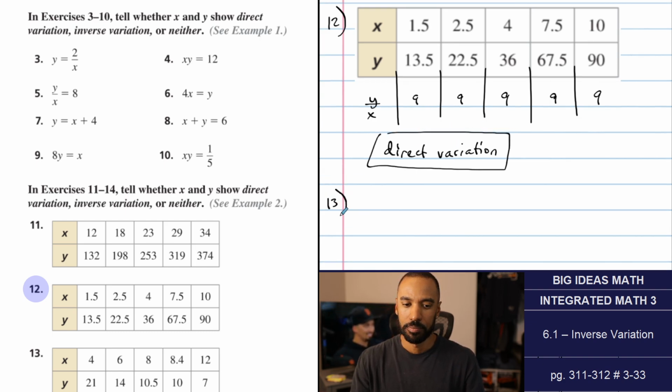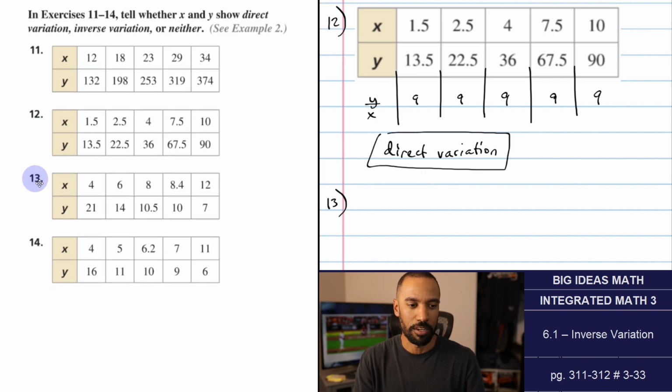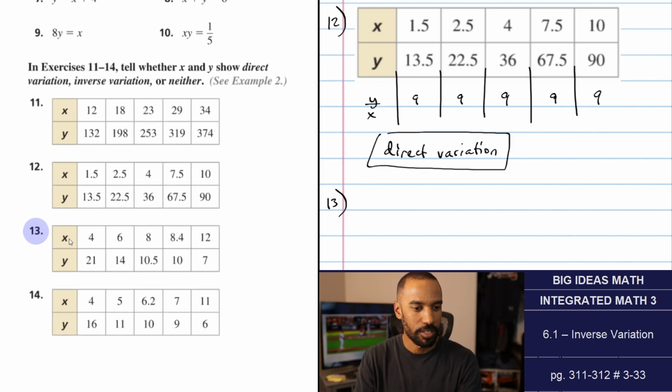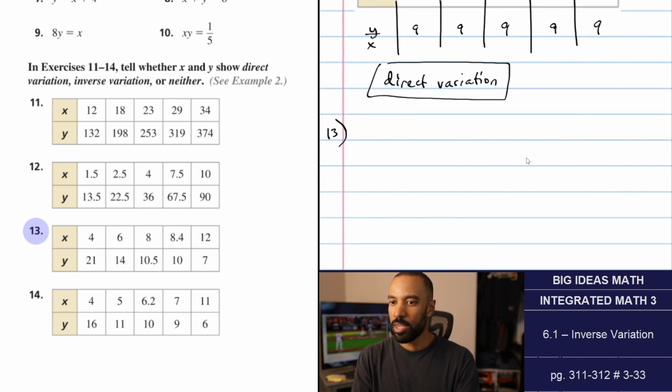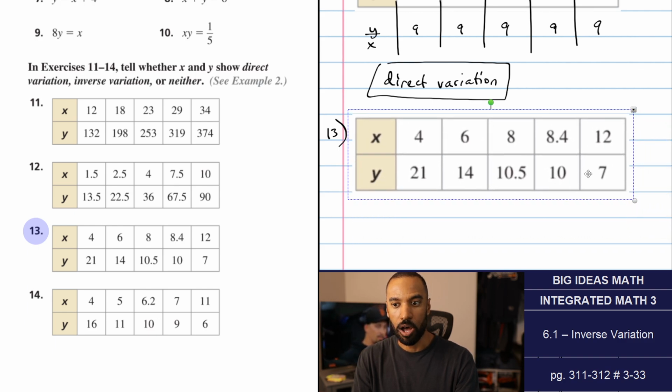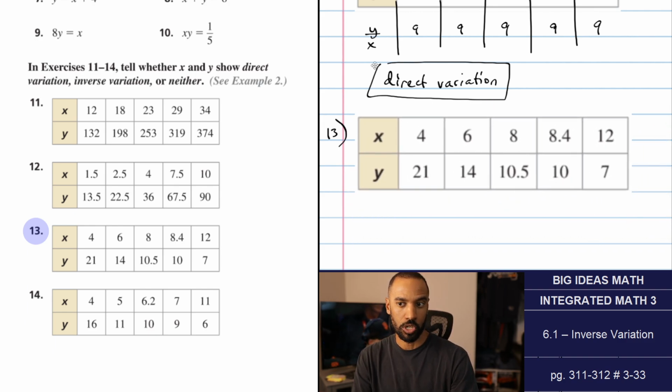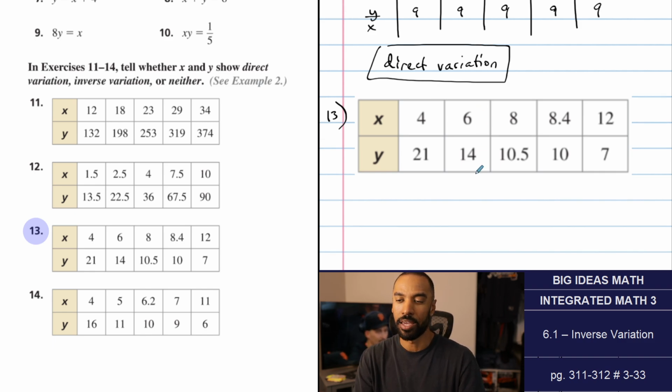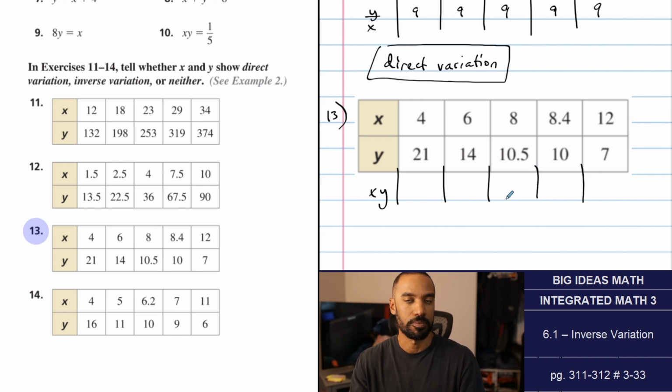Number 13. It's an inverse variation section. I expect at least one inverse here, and we've got to have a neither case, don't we? This might be one of them inverse variation checks, right? This time as x gets bigger, y gets smaller. That's not something direct variation would do, so I'm not going to bother trying y over x. I'm only going to try x times y, and if this one works out by multiplying those two and getting the result, then I have inverse variation. If this doesn't work out, then it's a neither case.